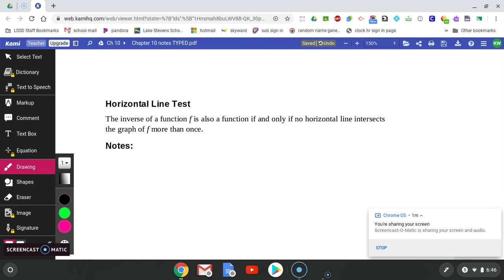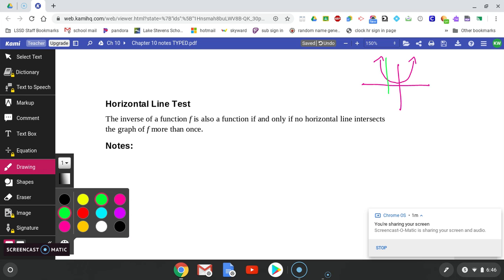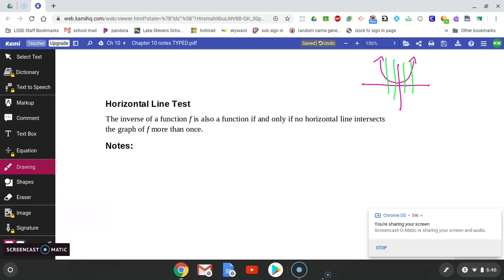So when we were looking at our original equations and we wanted to know whether it was a function, we used the vertical line test. So if you guys remember, if we have our function, the vertical line test said that if we drew vertical lines and each vertical line only hit in one spot, we knew it was a function.